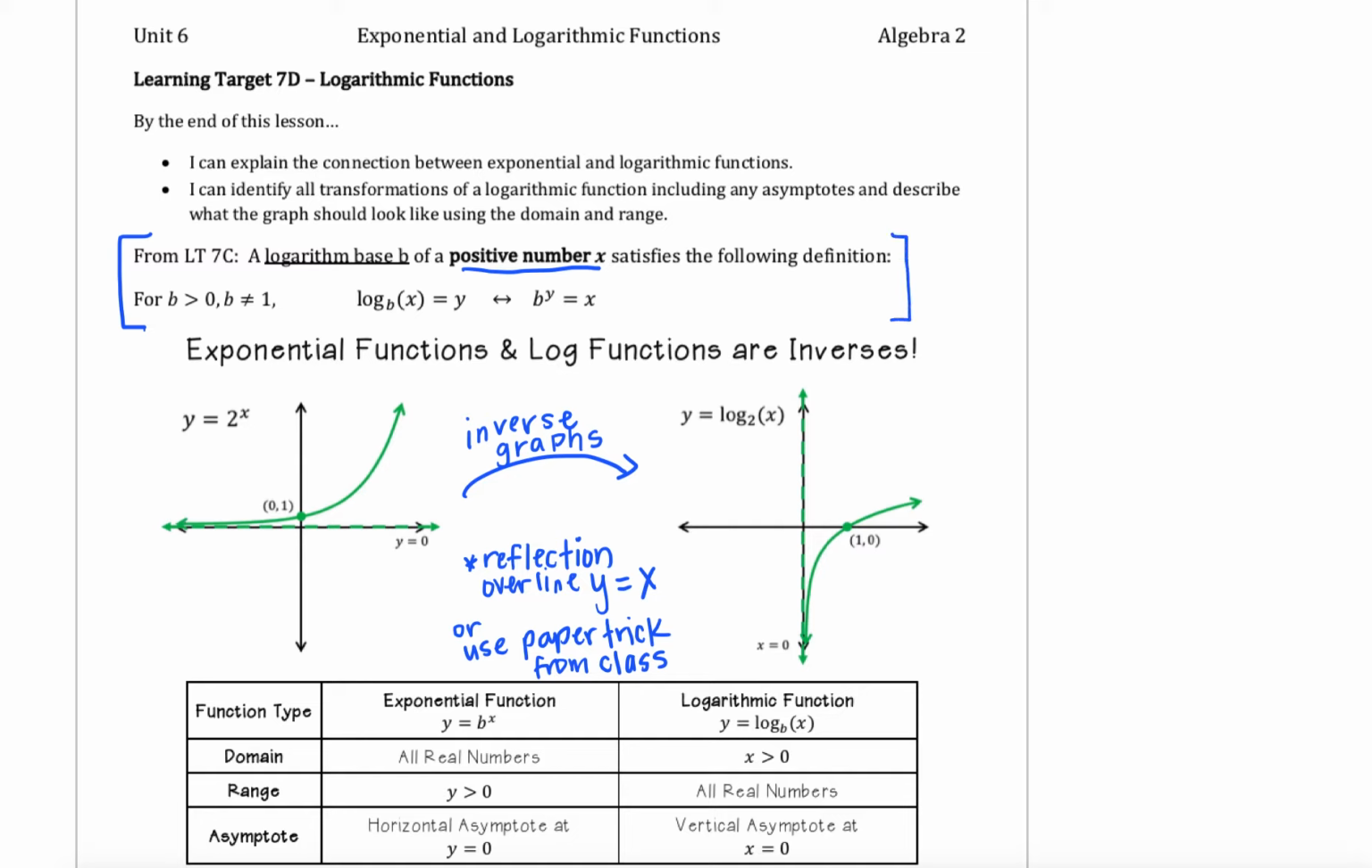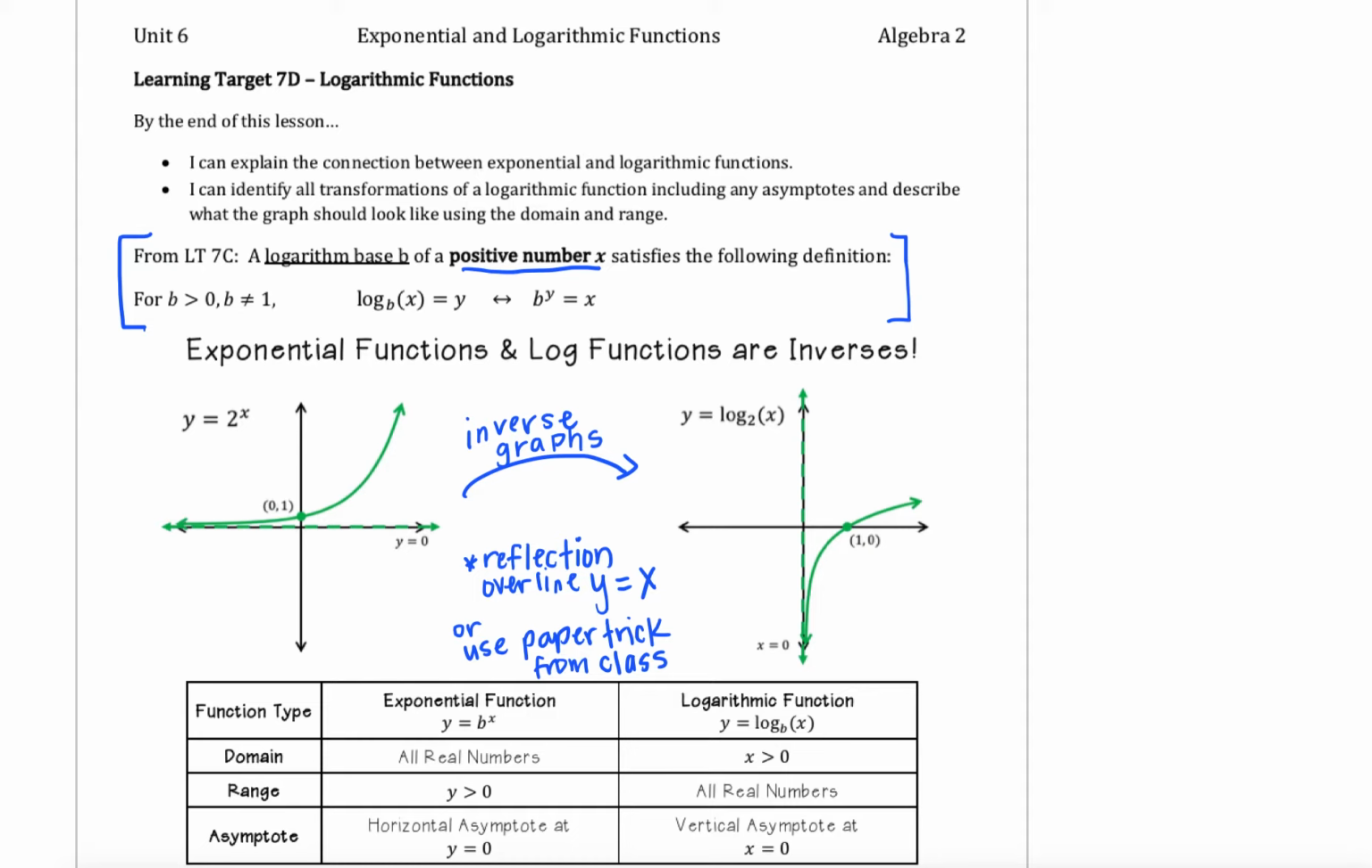What this told us in our last section was that exponential functions and log functions are inverses. And in our last unit, we learned all about inverse functions and how inverse functions flip-flop the x and the y values, or flip-flop the input and the output, so our domain and our range are changing on the graphs. Let's look at two graphs side by side.